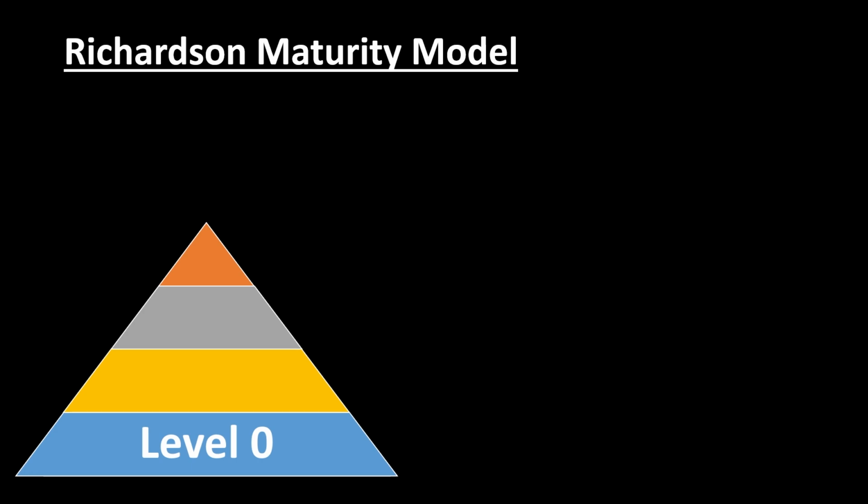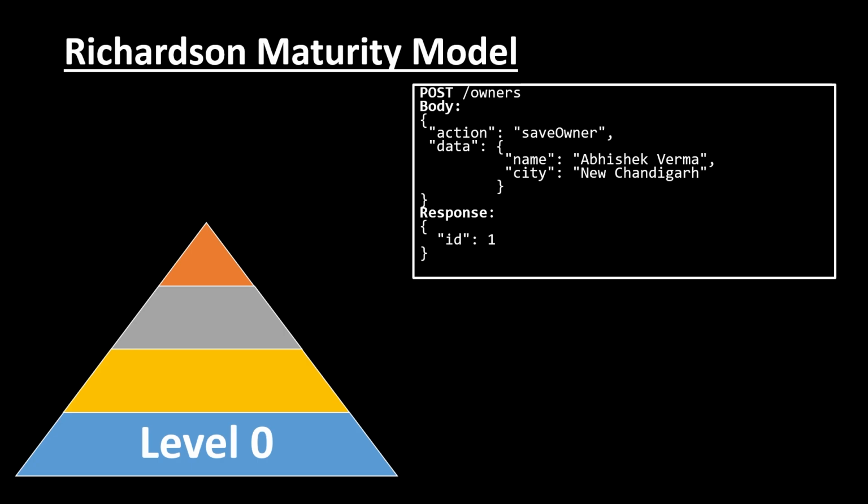Yeah. The basic level, okay, I won't call it level 1, otherwise it may create some confusion. So let me call it the basic level. So the basic level is level 0. Okay. Now in level 0, our POST APIs are going to look something like this. So as you can see, this is a POST API. We are just calling it /owners, and then this is my request body. So in the request body, you see that I'm providing the name and the city also.